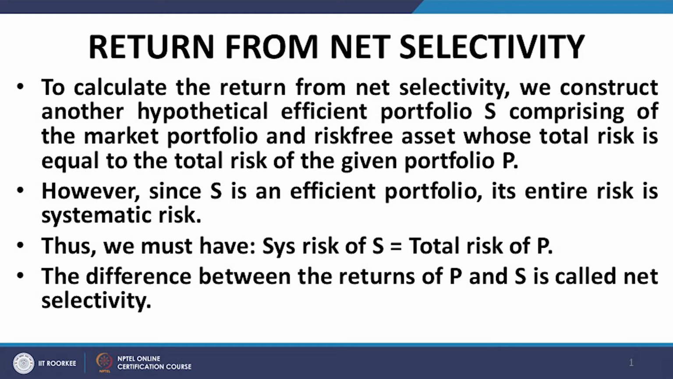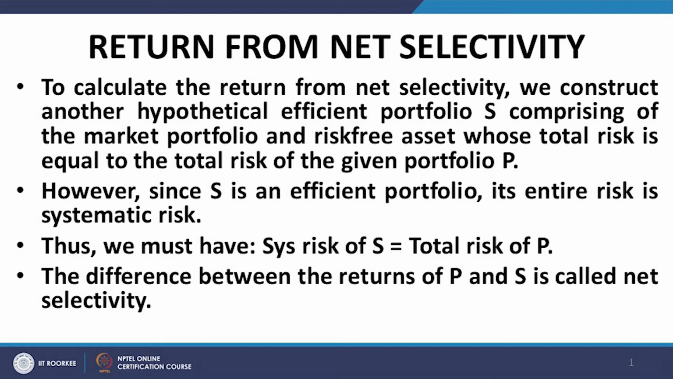For the purpose of calculating the return from net selectivity, we construct a new portfolio S. Hypothetically, we construct a new portfolio S. What is the property of the new portfolio S? The property of this new portfolio S is number 1, it is an efficient portfolio. So, it lies on the line Fm, where M is the market portfolio, F is the risk free rate. So, it is a combination of the market portfolio and the risk free asset, that is one property.